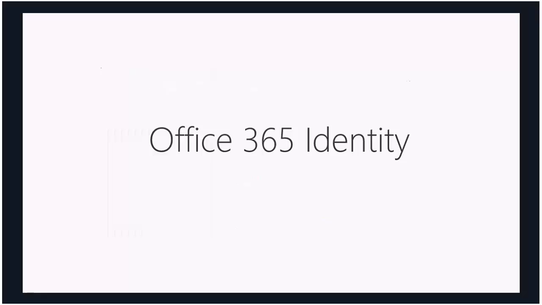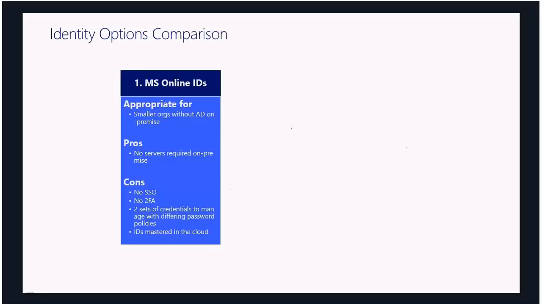So with that very brief overview of Azure, let's have a look at Office 365 Identity. The first step in Office 365 is that you basically log in using an MS Online ID. So you log in with user@tenantname.microsoftonline.com. That identity is managed in the cloud, and typically this, as it says here, is for smaller organizations who don't need an Active Directory, probably don't need on-premise servers, and are very simple in their arrangement. Now there are some downsides to doing this.